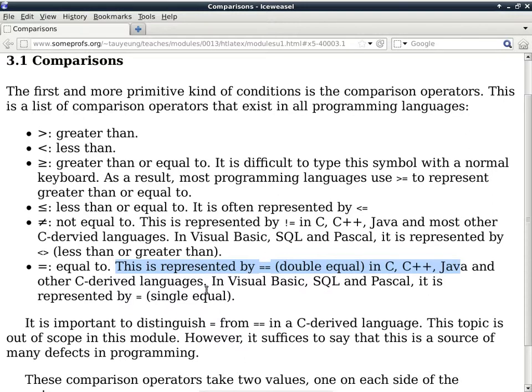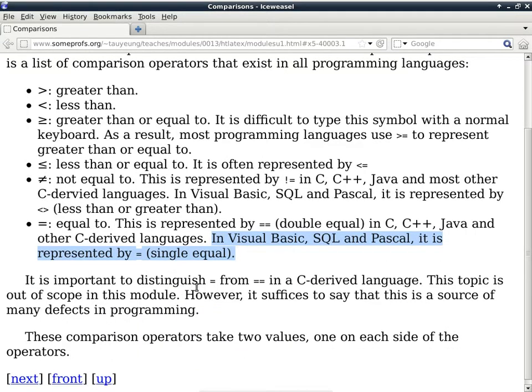In most other more sane programming languages, in Visual Basic, SQL, and Pascal, comparing for equality is a single equal symbol, not a double equal symbol. In this class, don't worry about it, okay? As long as I understand what you mean, it's good. So in the next class, it is important to distinguish a single equal symbol from a double equal symbol, because your program will still compile, it just won't do what you think it should be doing.